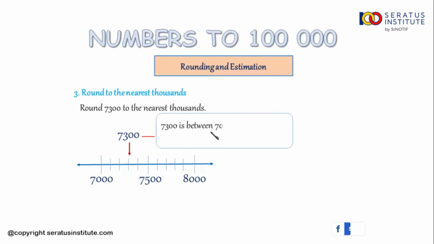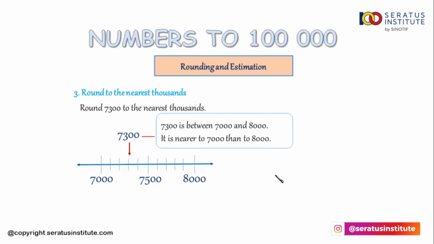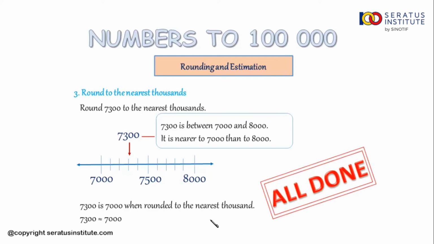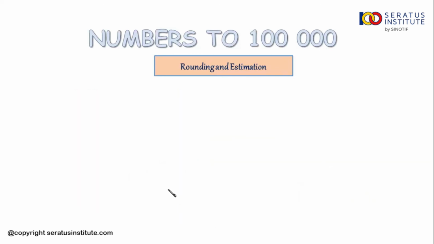7,300 is between 7,000 and 8,000. It is nearer to 7,000 than to 8,000. We can conclude that 7,300 is 7,000 when rounded to the nearest thousands. So 7,300 becomes 7,000. All done, Sobat 100. Now we go to the next main point.